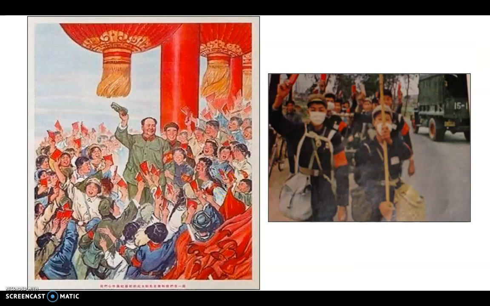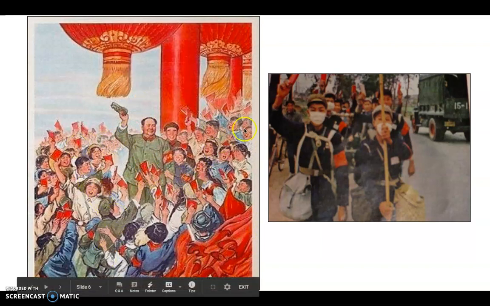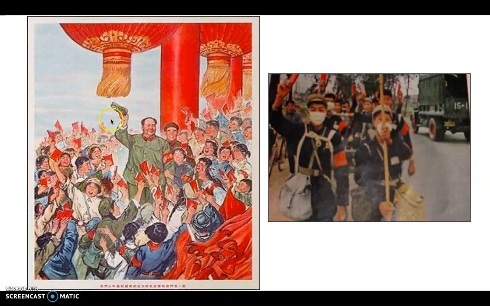Right. As you can see, on the left here, we've got some propaganda that was put forward by Mao during this time. This is Mao here. And what they're holding in their hands, I know it's kind of hard to see, but these are those little red books. And if you take a look, I think some of you guys are already thinking, they're almost worshiping him. They look joyful, right? They look happy to be the leaders of this revolution.